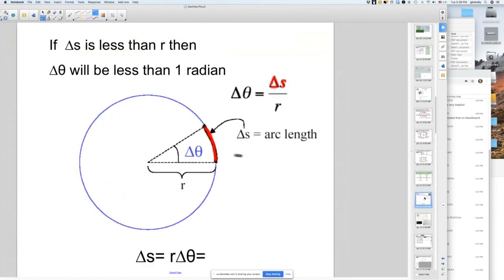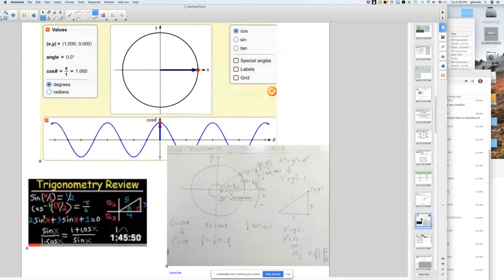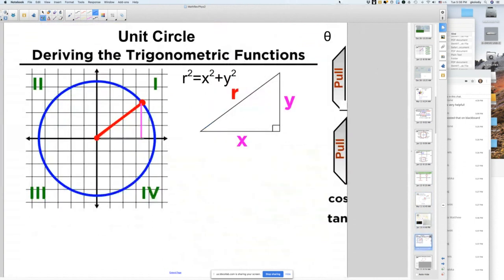So we're going to look at the unit circle, which I started doing before. Basically, what's a unit circle? It's a circle where you can change the angle over here. The radius of the circle is 1. So the distance is 1.